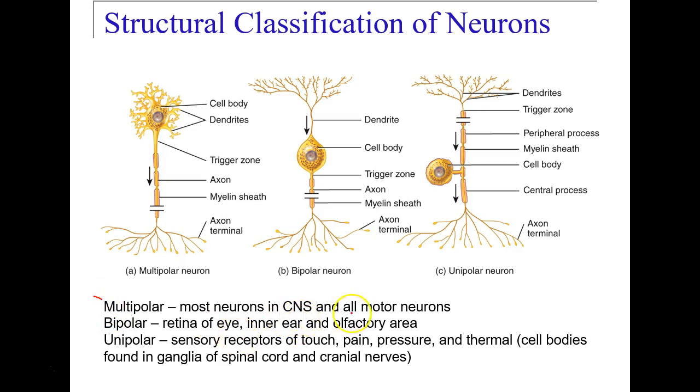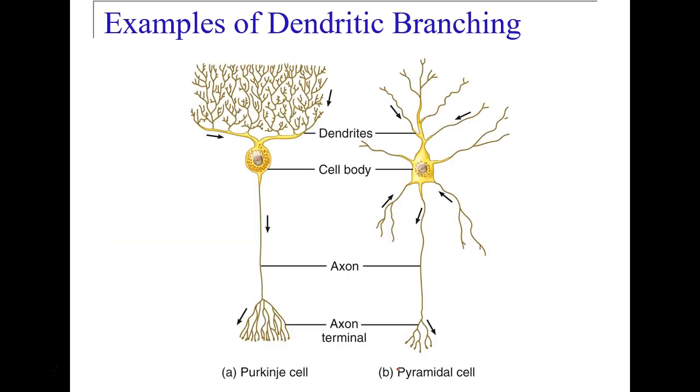So most in the CNS and then all motor neurons. Bipolar neurons are specialized neurons for the retina in the eye, the inner ear, and olfactory area. We will see these when we get to special senses. And then unipolar. These are going to be sensory receptors. You can see touch, pain, pressure, and thermal or temperature. A couple other examples, Purkinje cells, very specific, and pyramidal cells. So they look like a pyramid.